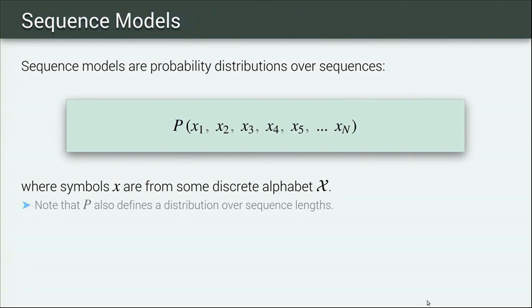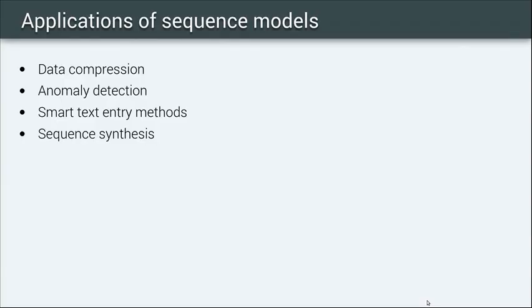So let's talk a little bit about models that work on sequences. Here, we're taking a machine learning approach. Imagine we have a probability distribution over sequences. We have discrete symbols, x1 to xn. We have n of them, and essentially we're assigning a probability to any particular sequence, and also implicitly its length.